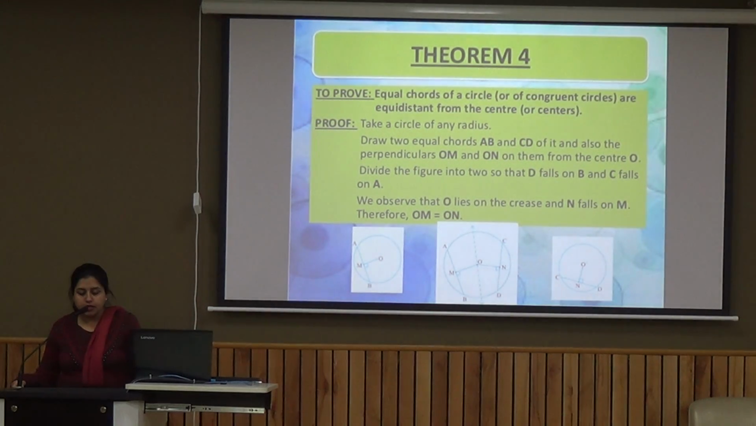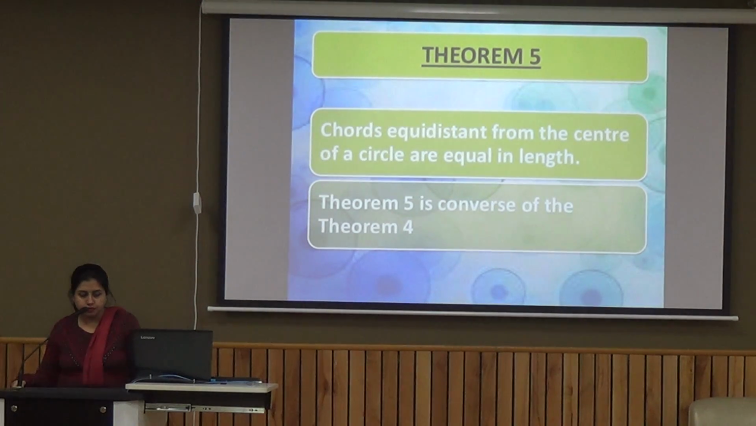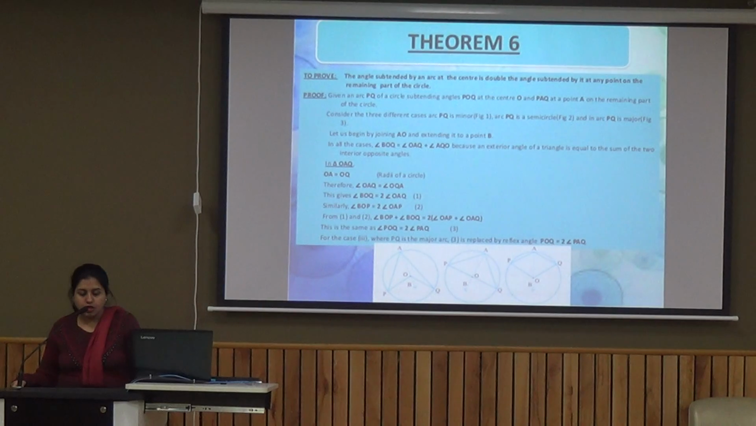Theorem 4. Equal chords of a circle are equidistant from the center. We just now did the proof, and here it is clear from the figure as well. Now, a very important theorem of this chapter: the angle subtended by an arc at the center is double the angle subtended by it at any point on the remaining part of the circle. Here is the proof. Let us see.